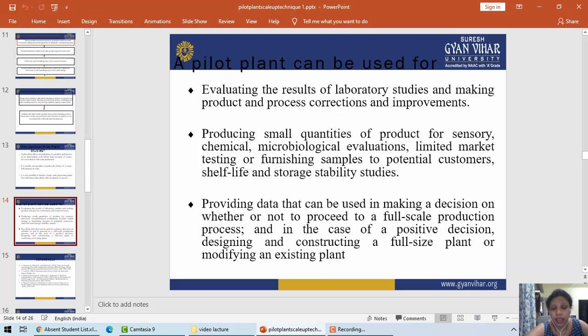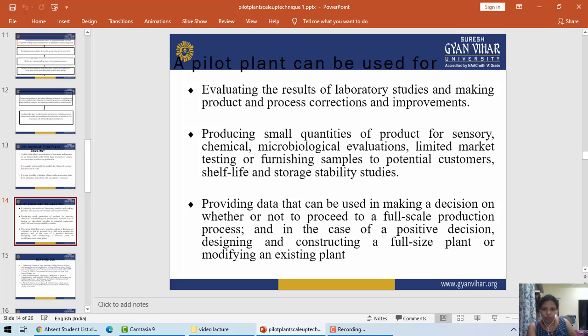Next, a pilot plant can be used for evaluating the results of laboratory studies and making product and process corrections and improvement. So evaluating the results of laboratory testing and making product and process corrections and improvement is the first use of the pilot plant. Then producing small quantities of products for sensory, chemical and microbiological evaluation, limited market testing or furnishing samples to potential customers is the second important use.